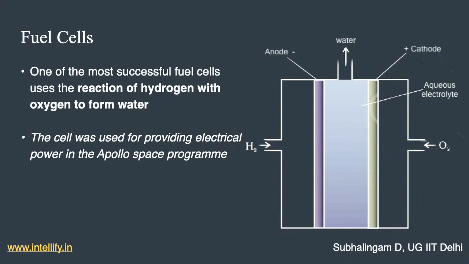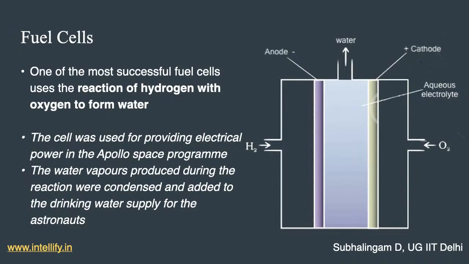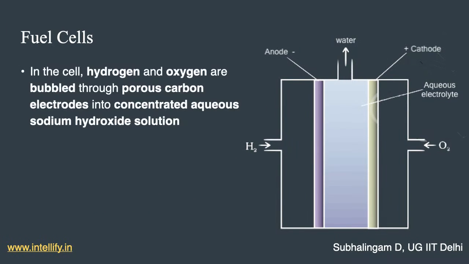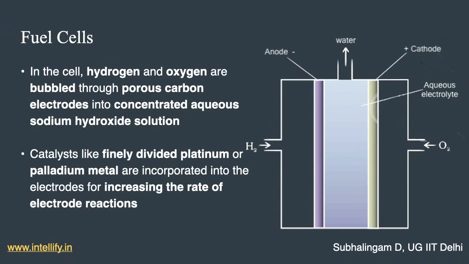The cell was used for providing electrical power in the Apollo space program. The water vapors produced during the reaction were condensed and added to the drinking water supply for the astronauts. Pretty interesting, right? So what happens in the cell? Hydrogen and oxygen are bubbled through porous carbon electrodes into concentrated aqueous sodium hydroxide solution. Catalysts like finely divided platinum or palladium metal are incorporated into the electrodes for increasing the rate of electrode reactions.